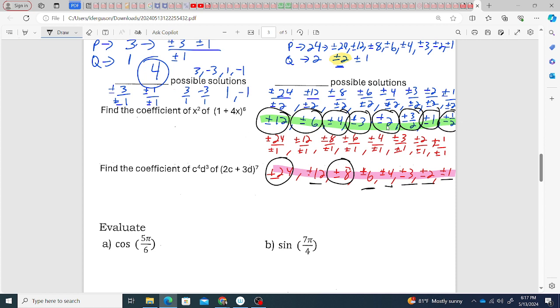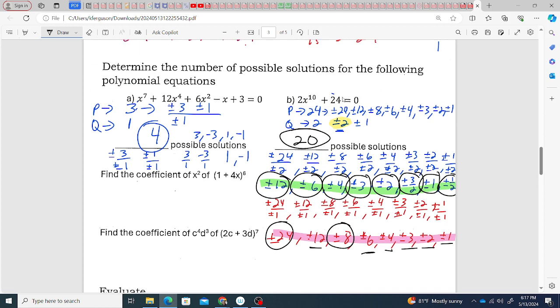So each one of these circles is representing two values because it's the plus 12 or the minus 12, the plus 24 or the minus 24. So 2, 4, 6, 8, 10, 12, 14, 16, 18, 20. There's possibly 20 solutions. So that's how you do that. I look at the factors for my constant divided by the factors of my leading coefficient. And then I just eliminate the duplicates.